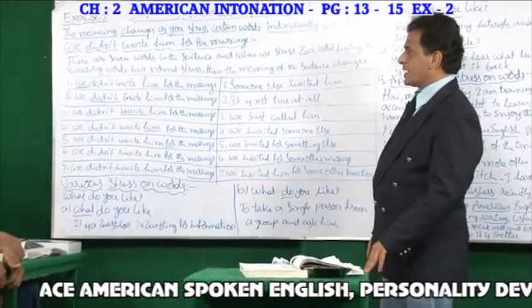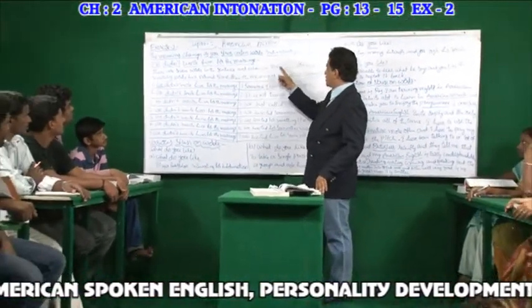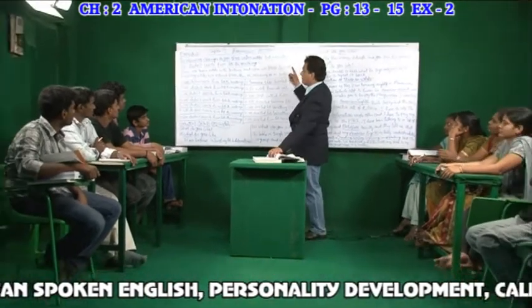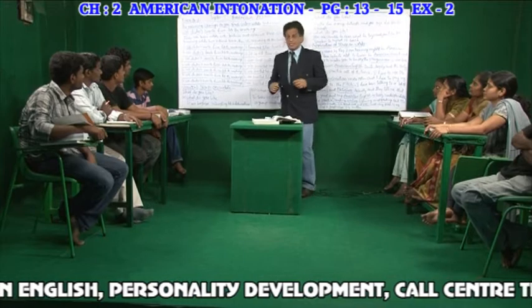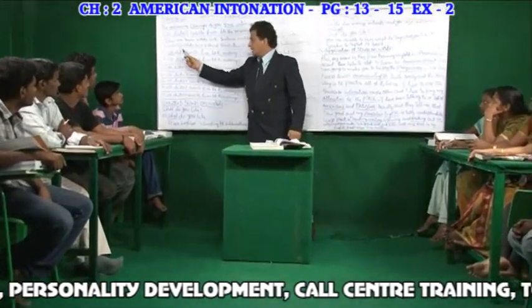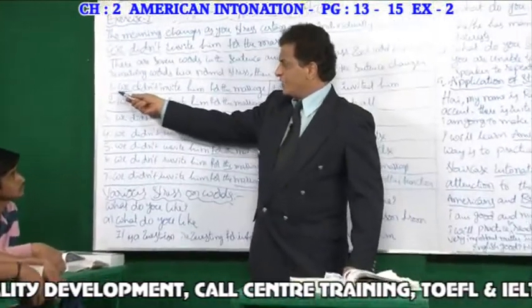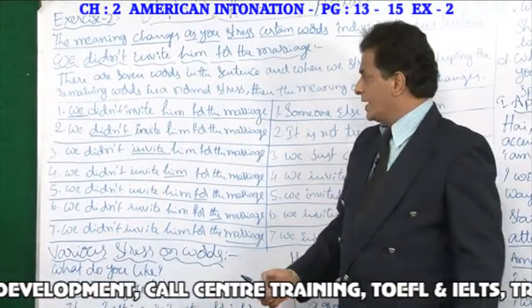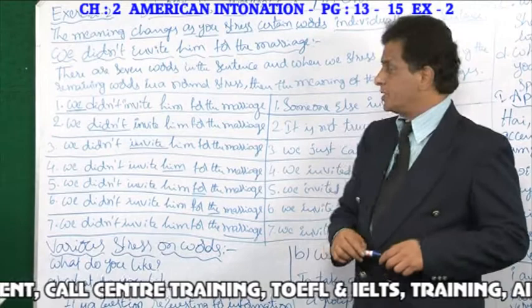So how many words are there? There are 7 words in the sentence, and when we stress each word, keeping the remaining words in a normal stress, then the meaning of the sentence changes. For example, you see the first sentence, we didn't invite him for the marriage. So when you stress the word we, pronoun we, the meaning changes. See here, we didn't invite him for the marriage.